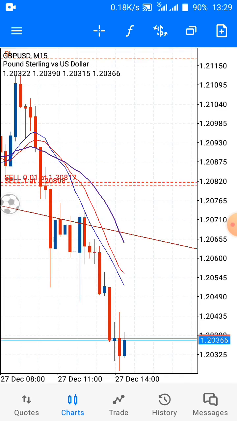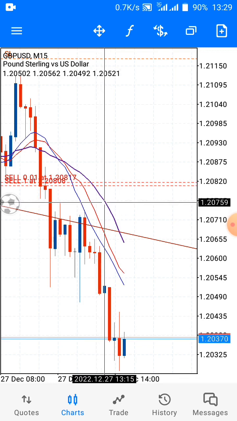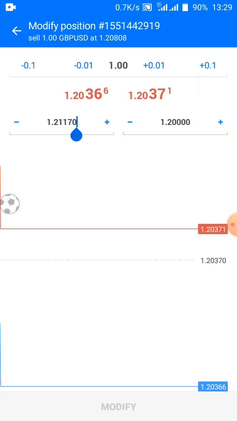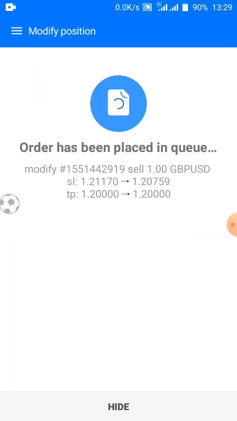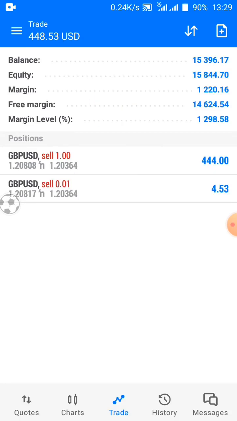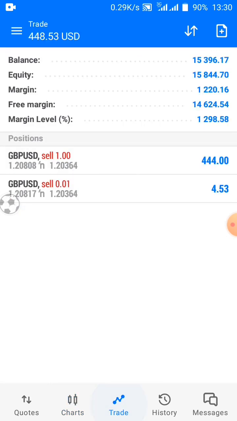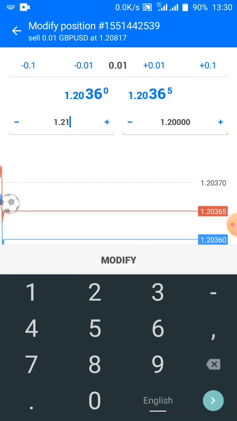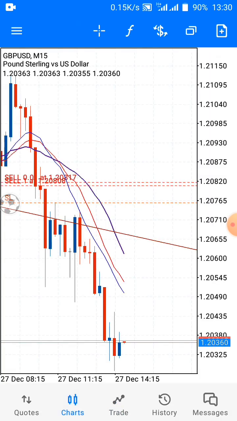Okay, so let me get the number. Yeah, 1.20759. Okay, so let's adjust our stop loss. 1.20759. Okay, good. Okay, so as you can see right now, our stop loss is actually below where we sold. So whatever wants to happen right now, I'm not risking anything. I'm not risking anything for this trade, right? And I've already closed one of the trade.